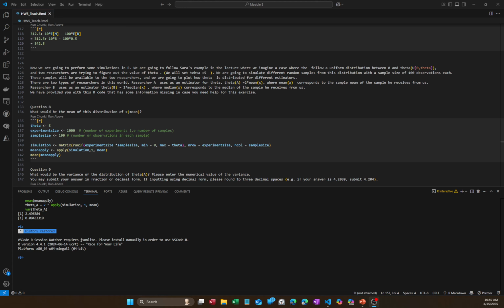There are two types of researchers in this world. Researcher A uses an estimator for theta, theta A, which is 2 times the mean of x, where mean x corresponds to the sample mean of the sample he receives from us. Researcher B uses estimator theta B, or 2 times median x, where median x corresponds to the median of the samples that he receives from us. We will provide you with R code that has some information missing in case you need help for this exercise.